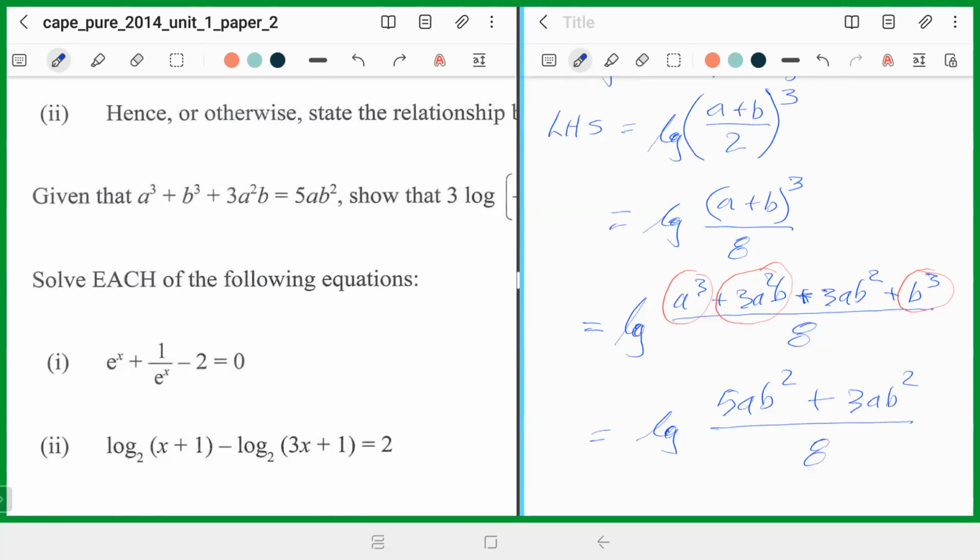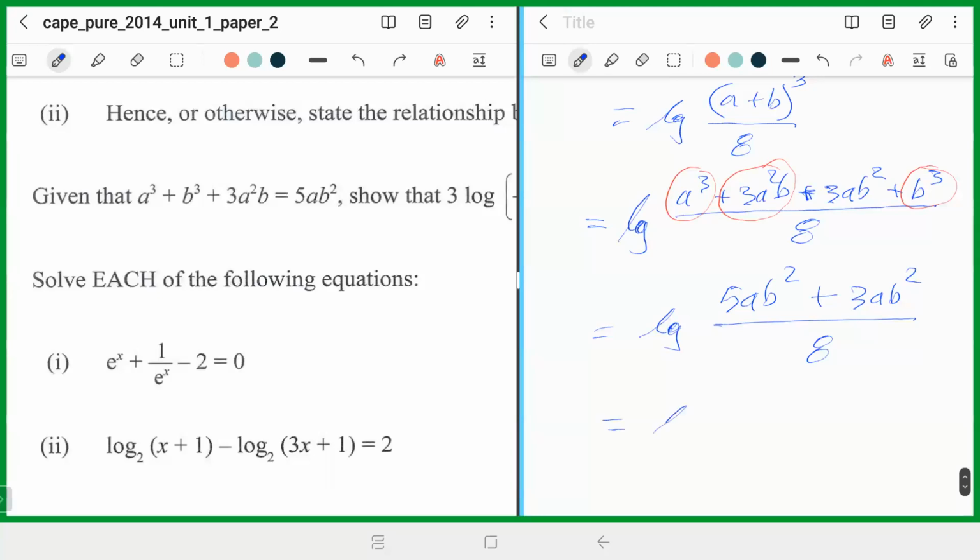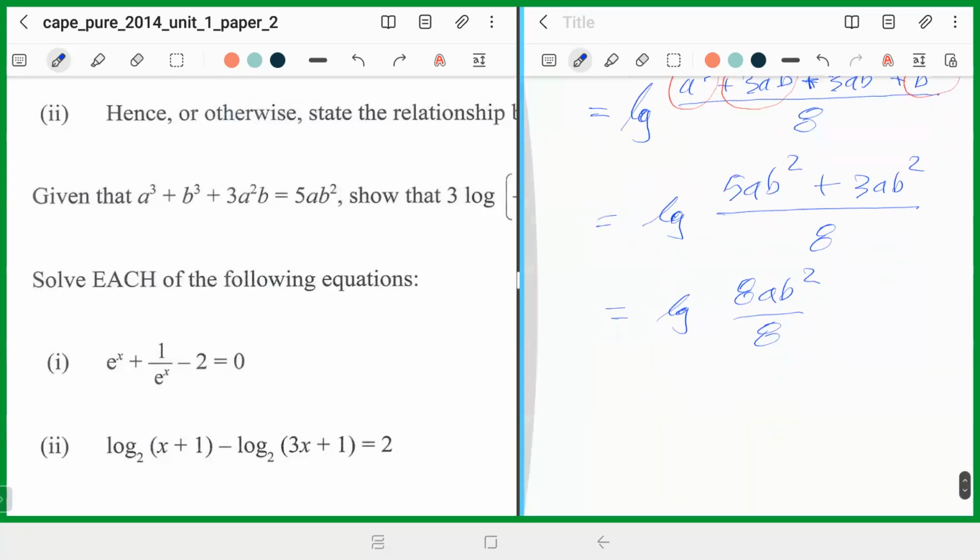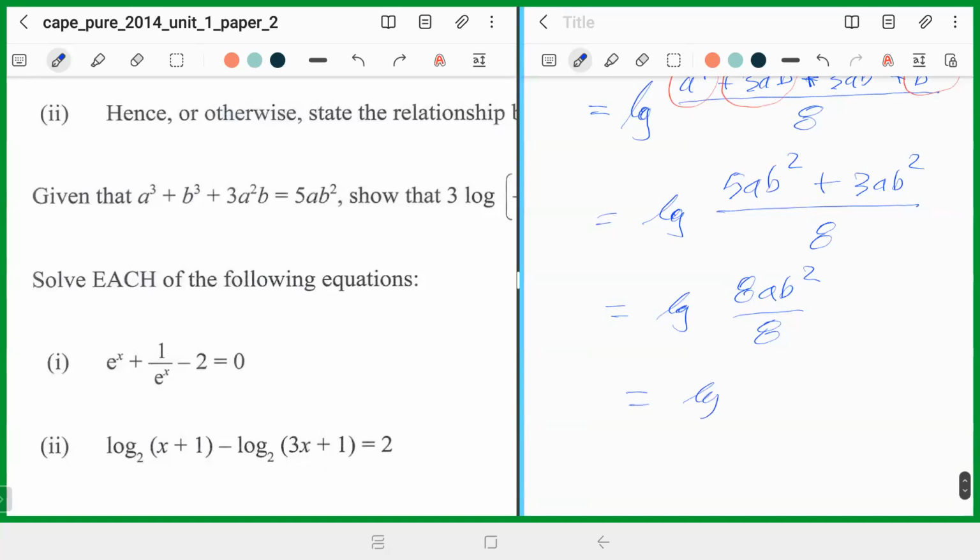over 8. But this and this are the same thing, right? There are 5 of this and 3 of that. So it's 8 of them on the numerator, isn't it? And so the 8 cancels. So this can be written as the log of 8ab squared over 8. The 8 cancels. So then it becomes the log of ab squared.